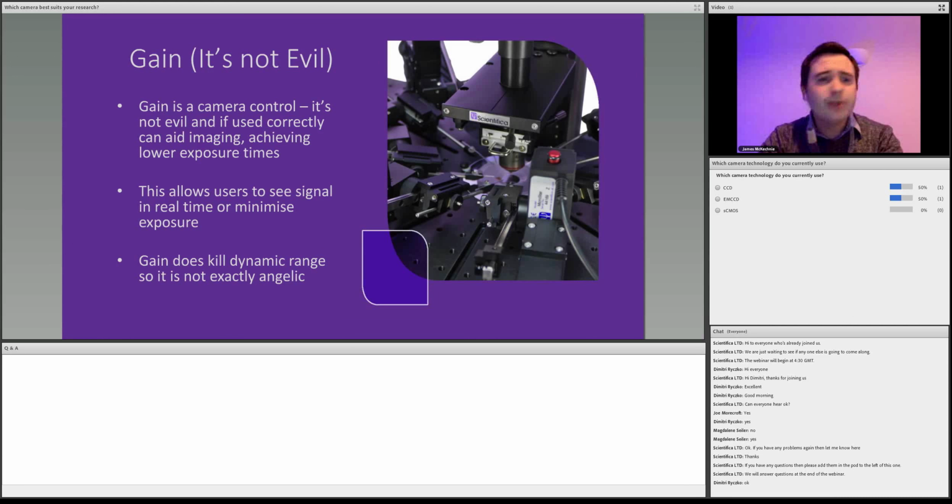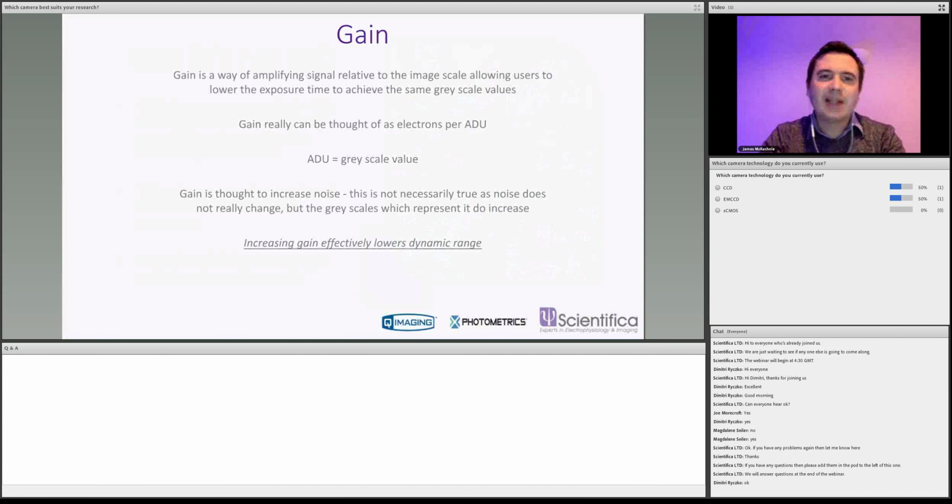So gain can be used to see signal in real time or minimize your exposure times. However, you are doing that generally at the cost of dynamic range. What gain is actually doing on a camera is amplifying the signal relative to the image scale. Quantum efficiency is us converting photons into electrons, and then we measure each of those buckets or pixels of electrons, and we put them into an image that we display or measure from on a screen.